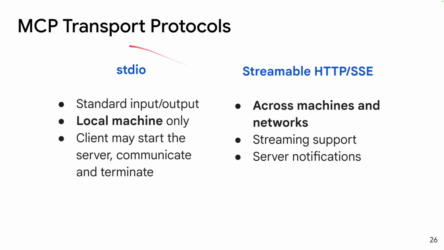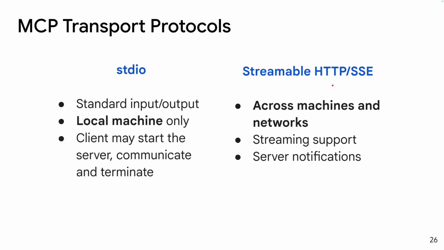So what's the difference between these two standard transport protocols? You have the standard I/O. This standard I/O is basically standard input/output. It is only used when you run your MCP server on a local machine. Like I showed you just now, my Claude Desktop is connecting to my server, which is code that I run on my local machine. That is using a transport called standard I/O. So the client can start the communication with the server, communicate, and terminate.